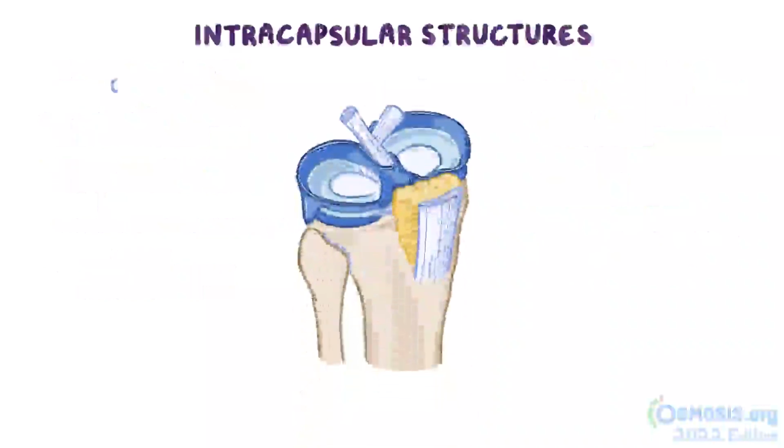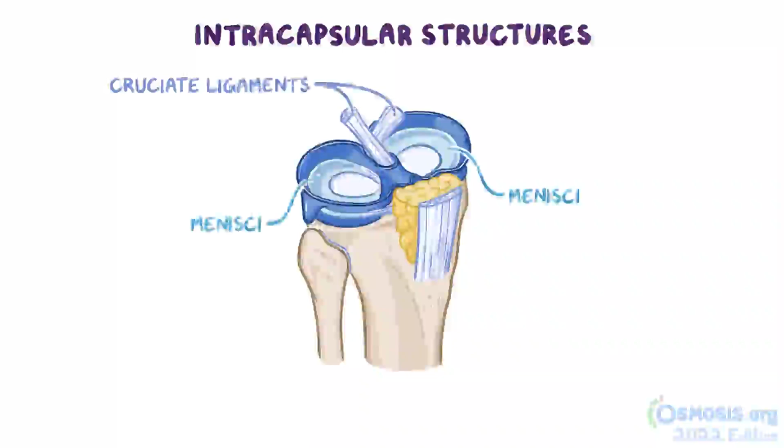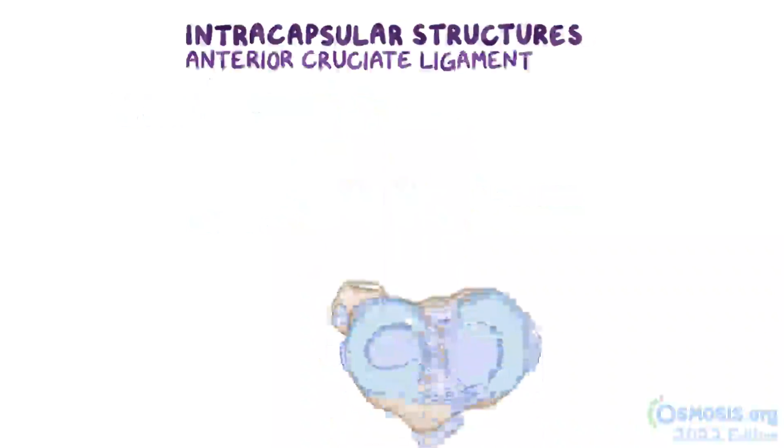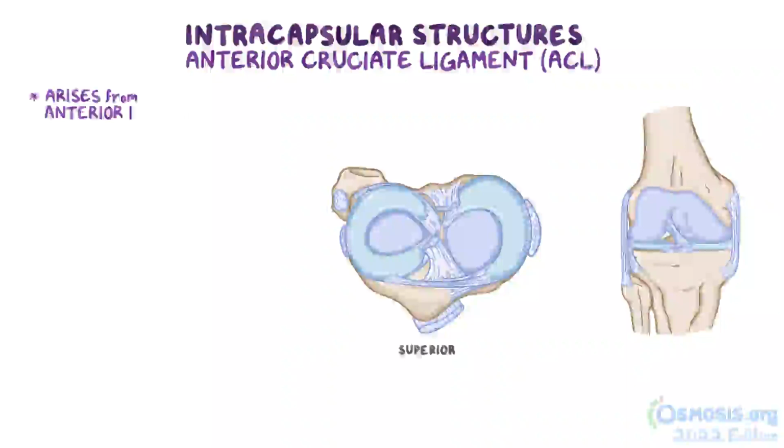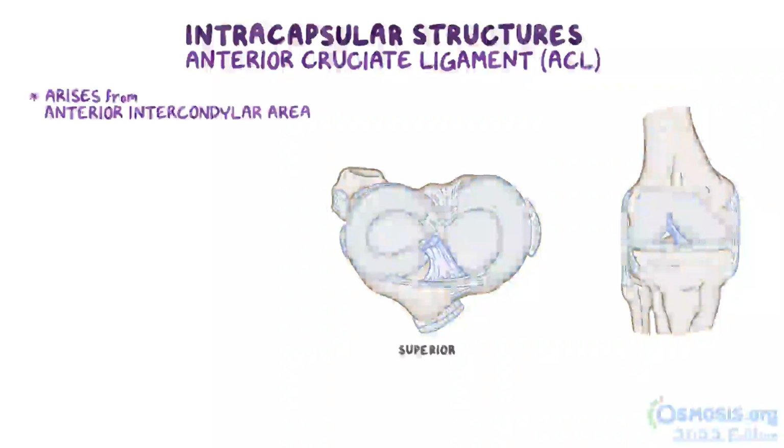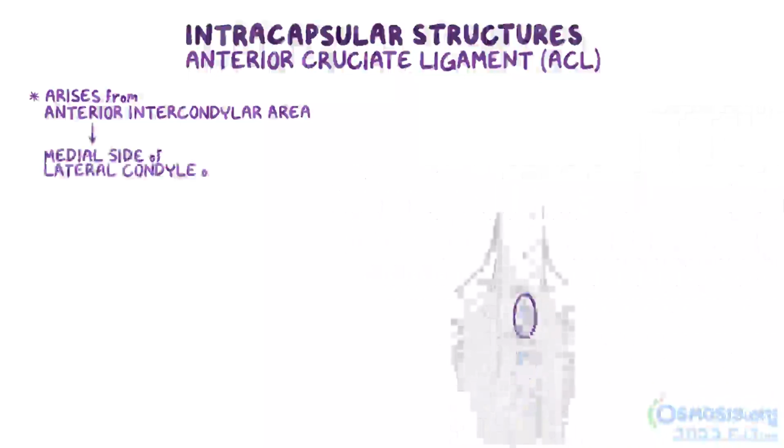The knee joint is also strengthened by the intracapsular structures, which include the cruciate ligaments and menisci. The 2 cruciate ligaments are located within the fibrous joint capsule, so they are intracapsular, but lie outside of the synovial-lined articular cavity, as we said before, so are considered extra-articular. The anterior cruciate ligament, or ACL, arises from the anterior intercondylar area of the tibia, posterior to the attachment of the medial meniscus. It extends superiorly, posteriorly, and laterally to attach to the posterior part of the medial side of the lateral condyle of the femur.